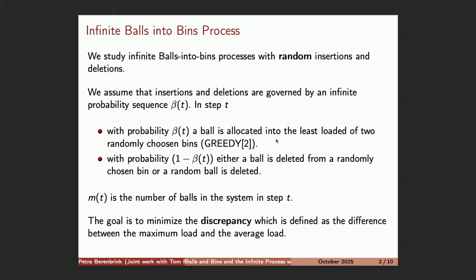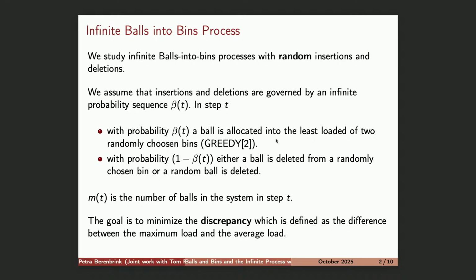So I give you an infinite sequence. Beta t is the probability to insert a ball, and 1 minus beta t is the probability to delete a ball in a certain step. In my definition, I always use m of t as the number of balls in the system at step t. And whenever I use m in my results, then m is the overall maximum number of balls that were ever in the system at any point of time.